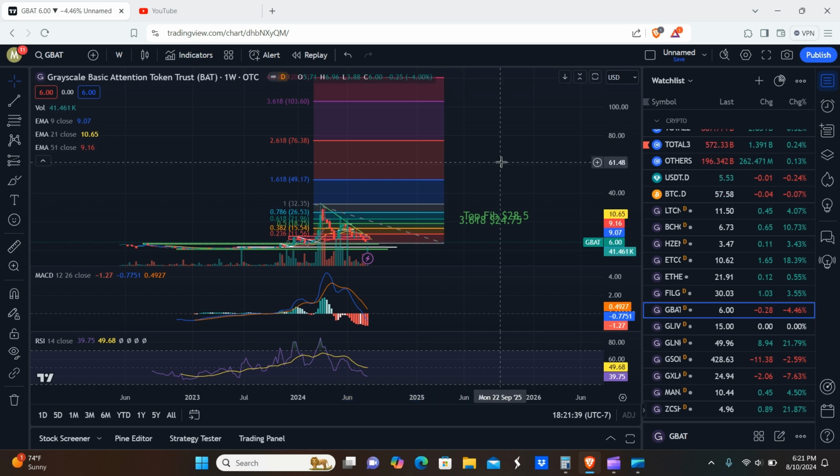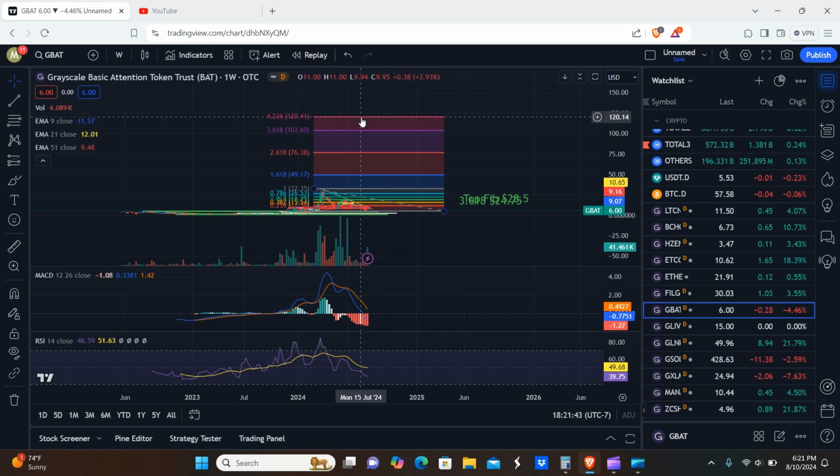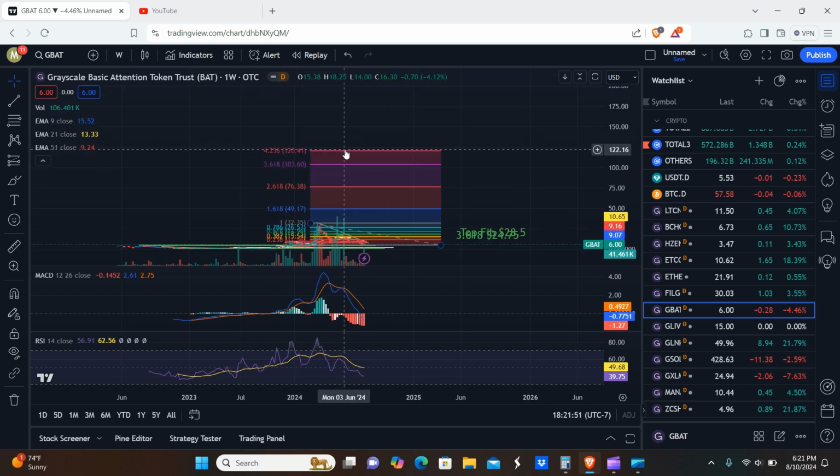And I will admit that it's possible that even these macro Fibonacci retracements could get completely blown out of the water. These things could go way higher than this 4.236. Okay. I don't want you guys to think this is the limit. It could absolutely do double, triple, even 5x this.